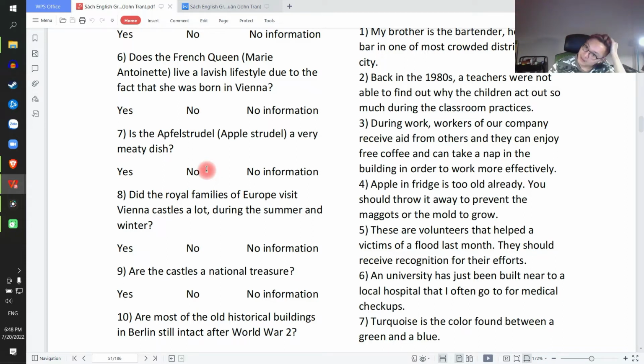Các bạn nghe cái nội dung, các bạn thấy nó làm gì có thịt trong đó đâu. Nó chỉ có là bánh pancake và mấy miếng táo và đường thôi, làm có thịt đâu. So number 7, it's a no.